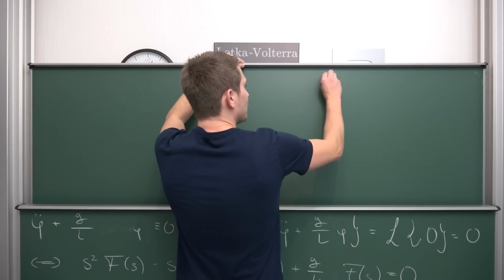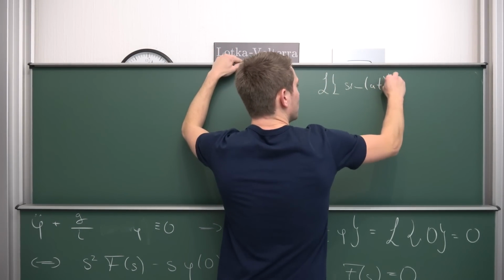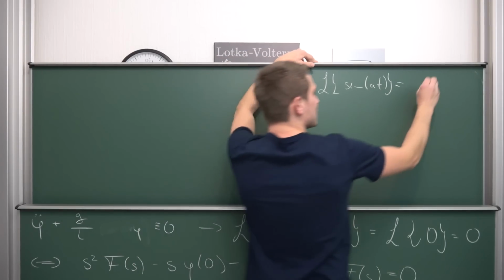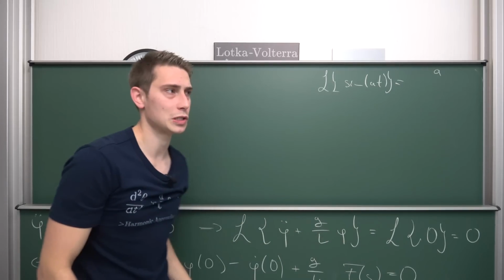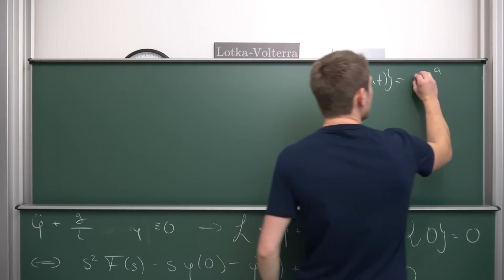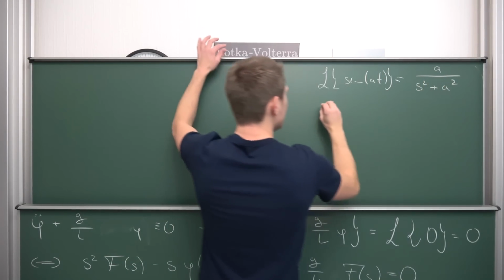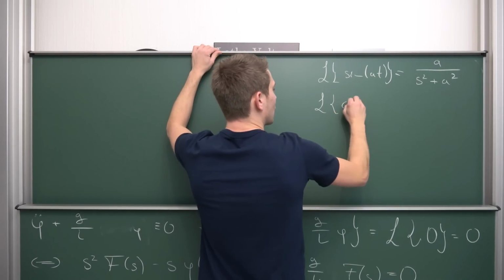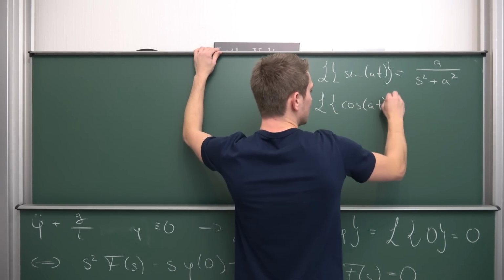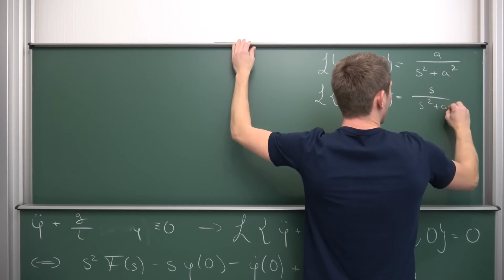Quick little reminder, if we have the Laplace transform of the sine of at, what we are going to get out on the other side is nothing but a divided by s squared plus a squared, where a is a constant. It doesn't matter, it's an element of the real numbers, I suppose. And the Laplace transform of our cosine of at has been nothing but s divided by s squared plus a squared.